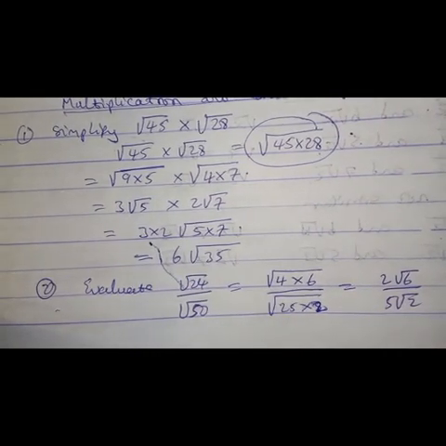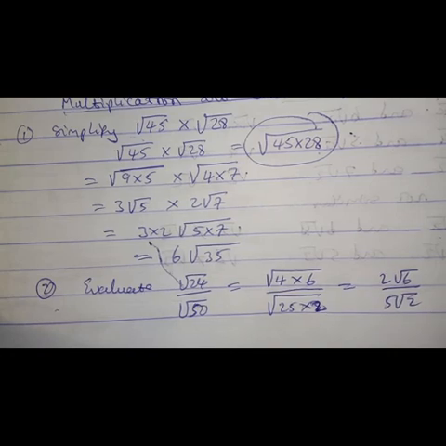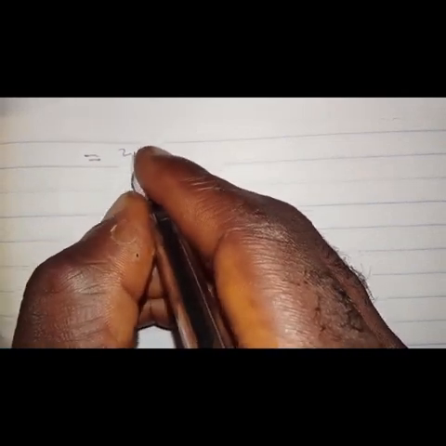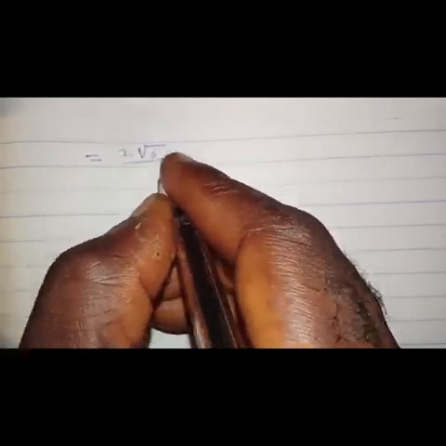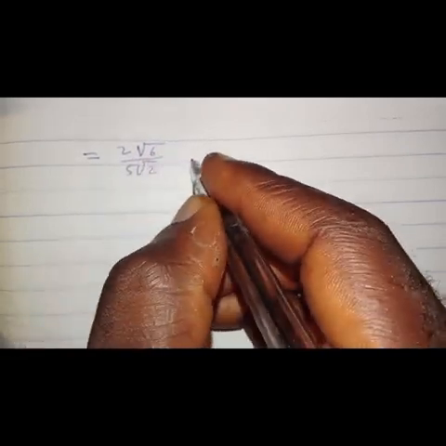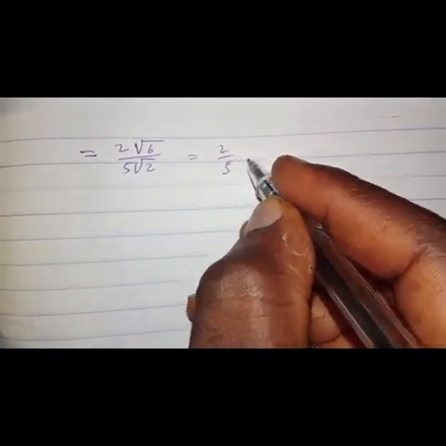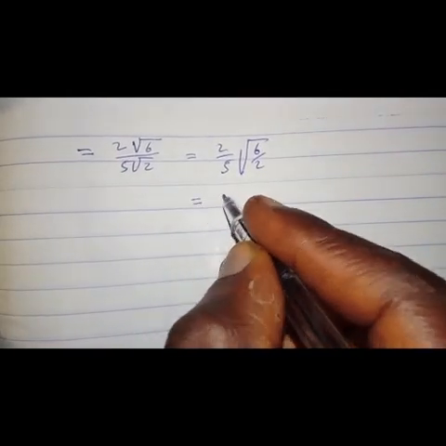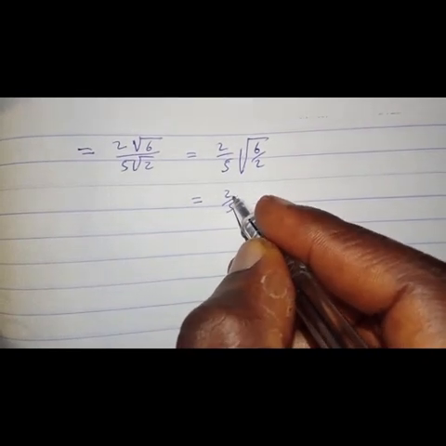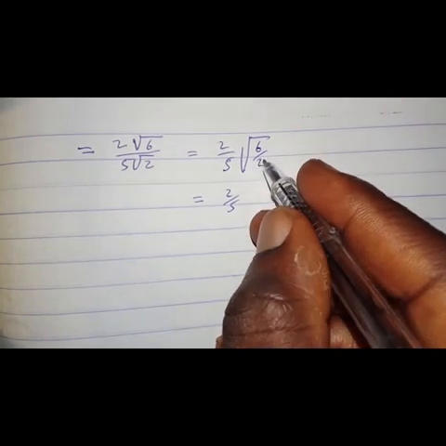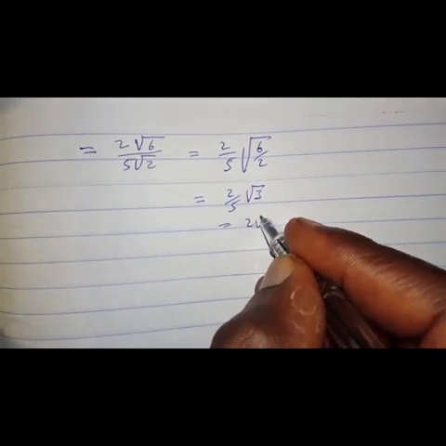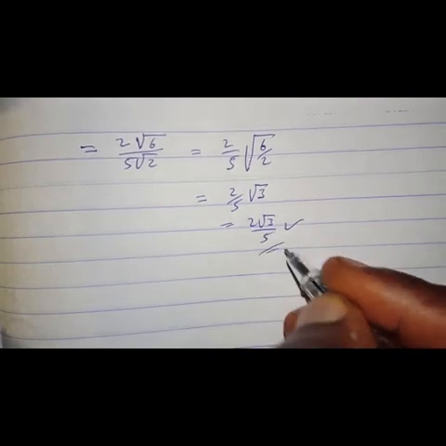So with this, we can now divide the irrational ones and as well divide the rational ones. So that will be equals to 2 root 6 all over 5 root 2, and it can be written as 2 over 5 times root 6 over 2, and that can as well be written as 2 over 5. Of course, this 5 cannot divide 2, so you leave it like this. 6 divided by 2, you have 3, so you have root 3. So the answer to this question is 2 root 3 all over 5, and you are done.